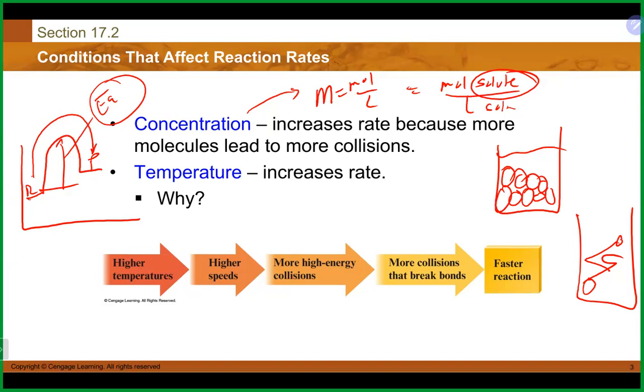a lot slower. In general, if you increase the temperature about 10 degrees Celsius, for a lot of reactions, that's enough to double how fast it occurs. So a lot of times, just increasing about 10 degrees Celsius is enough to double how fast a reaction, or the rate of the reaction, will occur. Any questions on that?